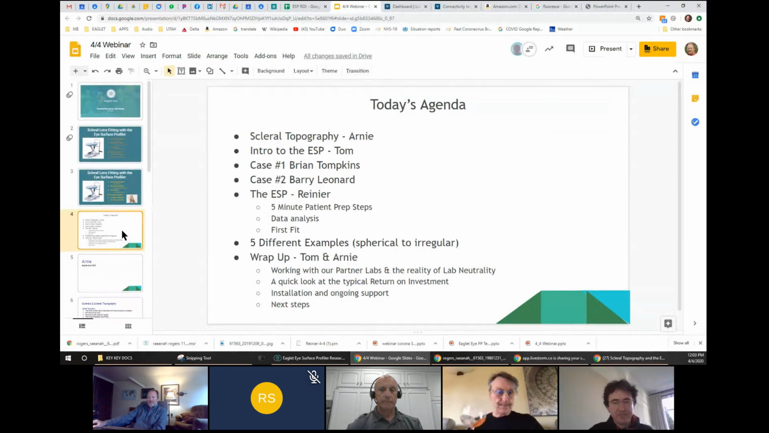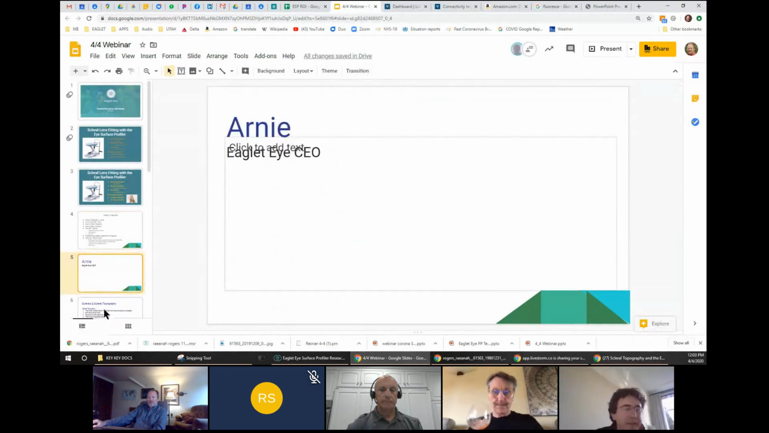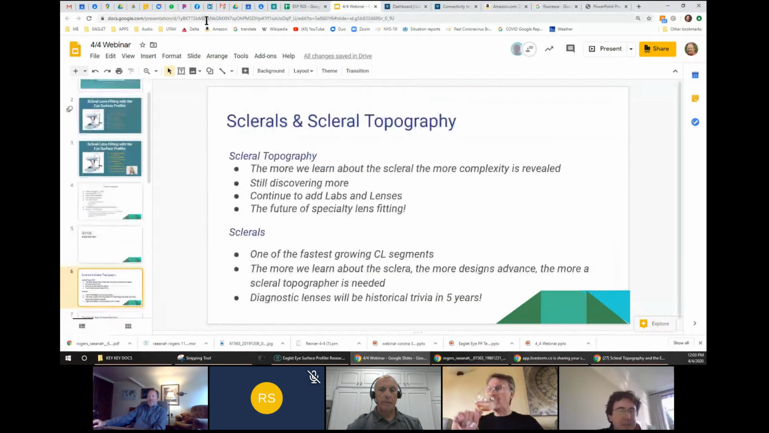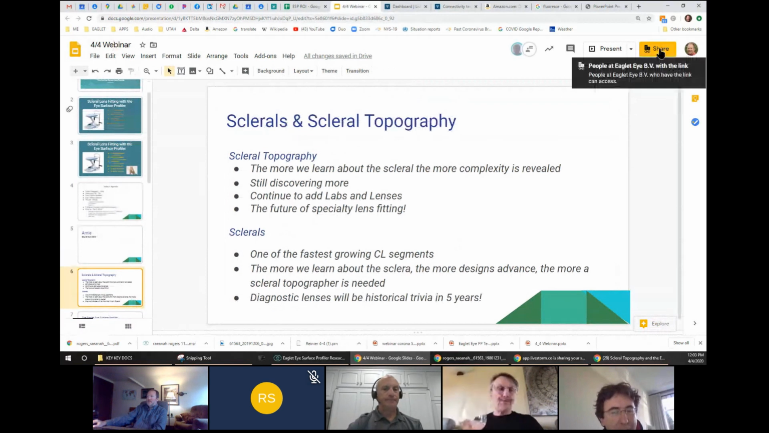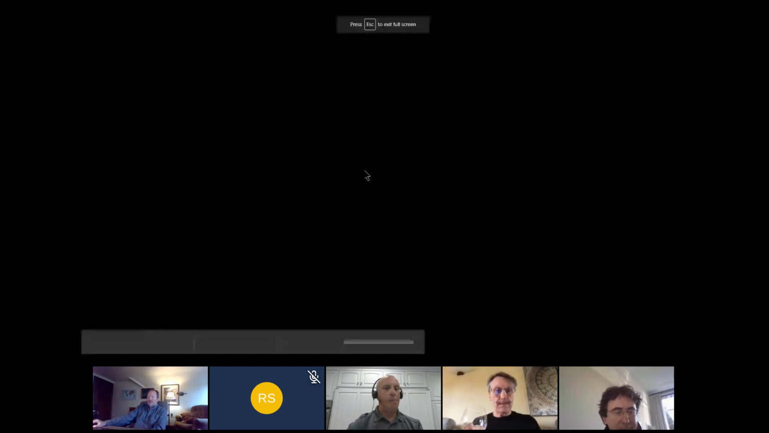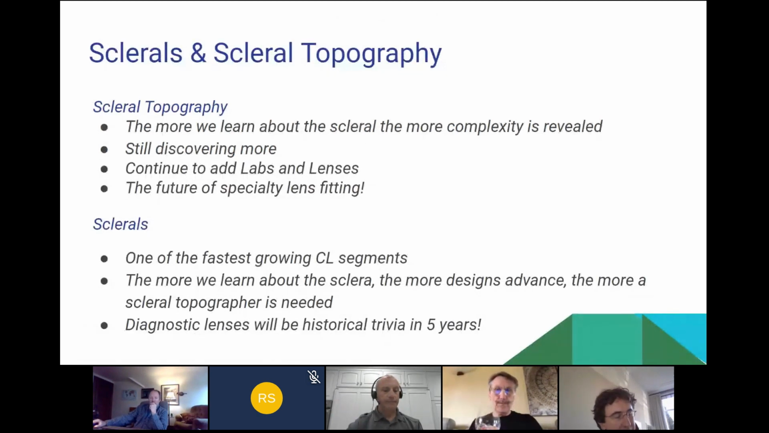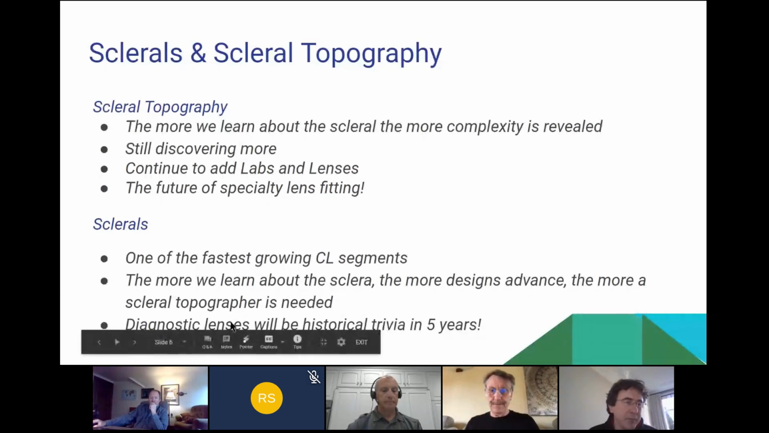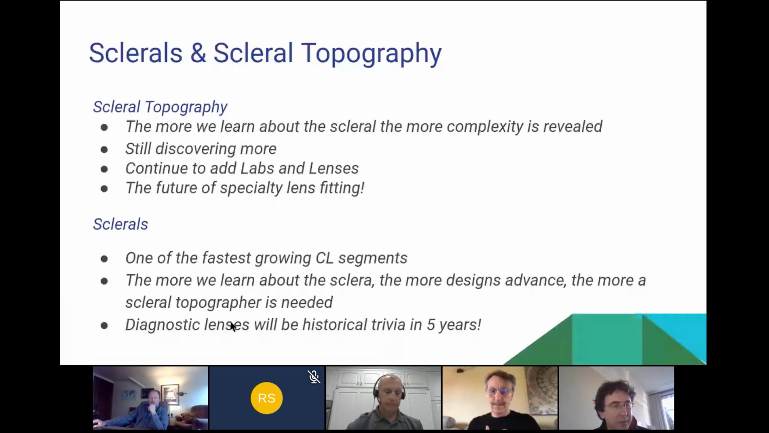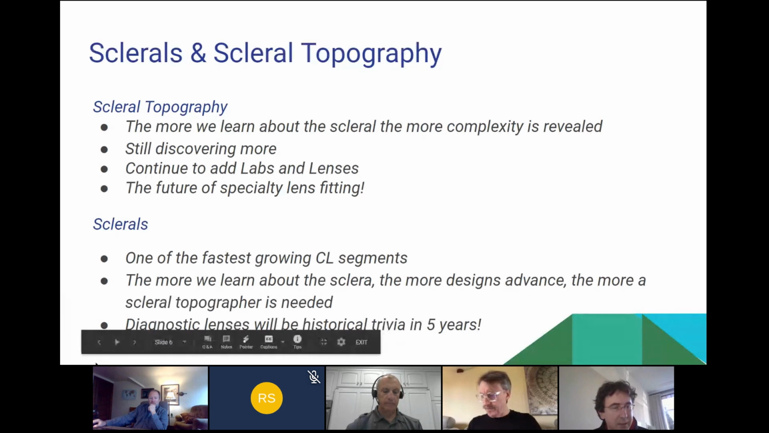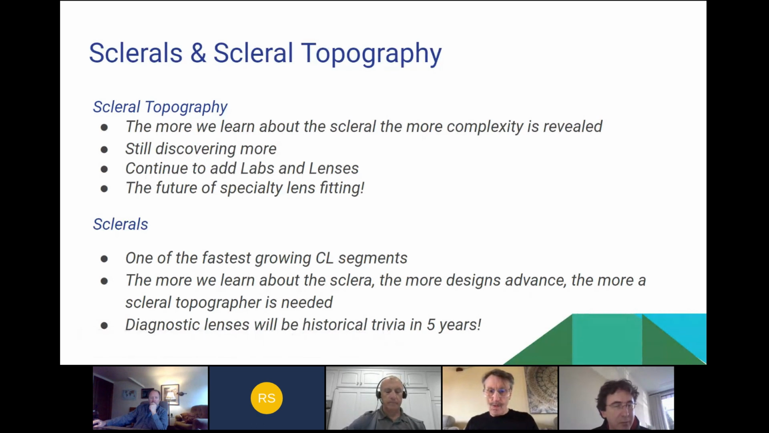All right, Arnie, you are up. Thanks, Tom. Next slide, please. Welcome to this webinar. We're very excited to have this here today. I'll spend a little time on scleral topography. It's a very new kind of thing that has opened up only a couple of years ago. Before, say 6-7 years ago, people were reliant on anterior segment OCT, and then with a lot of work, you can deduce some information about the scleral shape.